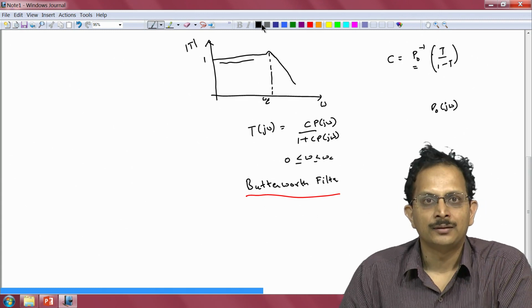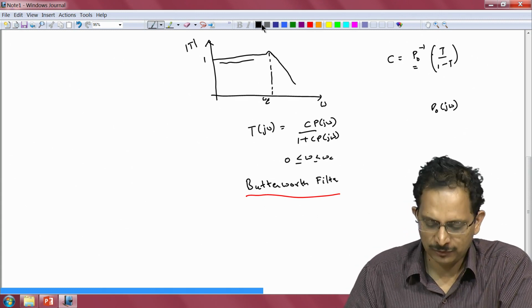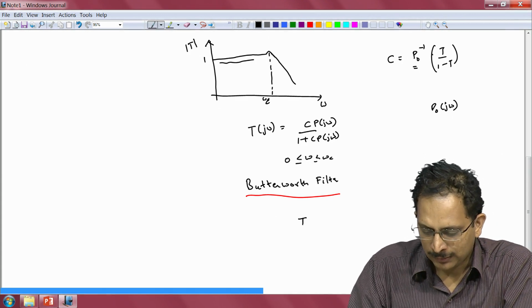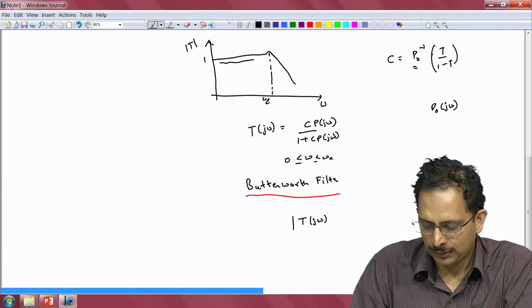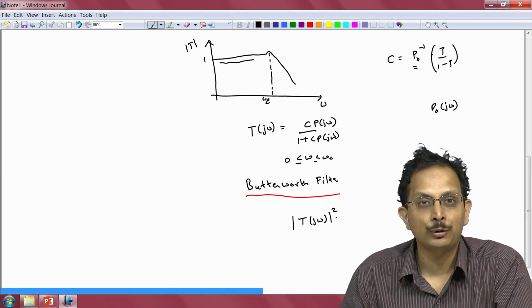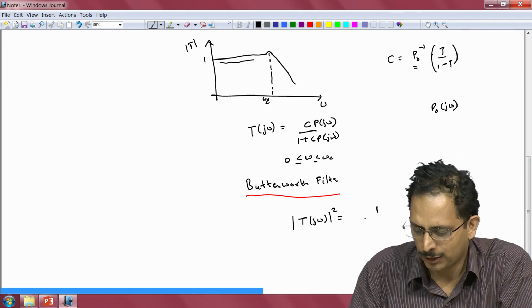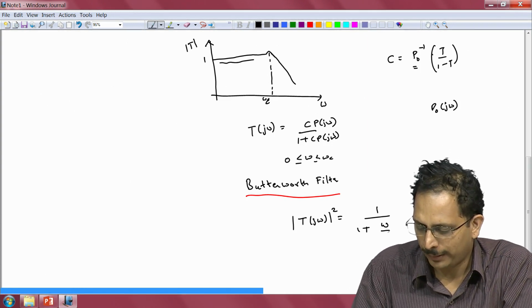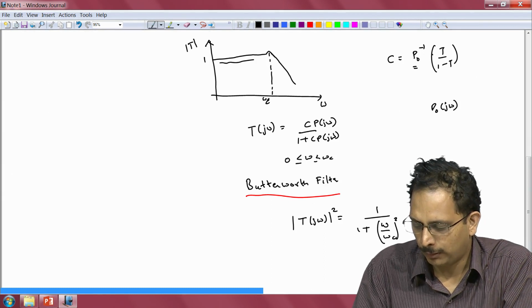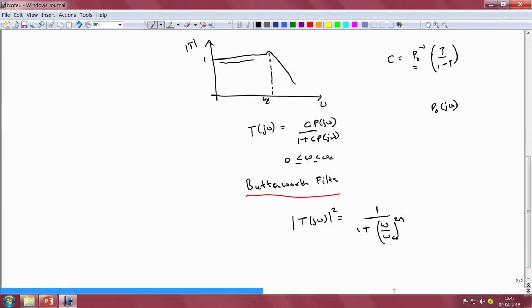If you look at the transfer function of a Butterworth filter, you would notice that the magnitude of T of j omega, the square, if T of j omega were to have a Butterworth filter's characteristics, would be given by magnitude of T the square is equal to 1 by 1 plus omega by omega c to the power 2n, where n is the order of that filter. So, by choosing an appropriately high order filter, you can get a very flat pass band transmission function and a fairly steep roll off after the frequency omega c.